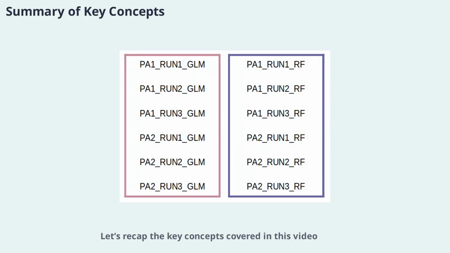Let's recap the key concepts covered in this video. We explored the full workflow of species distribution modeling, from data formatting and pseudo-absence generation to model calibration, evaluation, and ensemble construction. We discussed the importance of cross-validation, parameter tuning, and variable importance analysis. Visualization and integration of results were highlighted as essential for effective communication and decision-making. By mastering these concepts, you're well-equipped to tackle complex ecological modeling challenges.